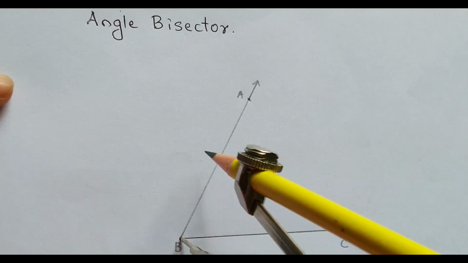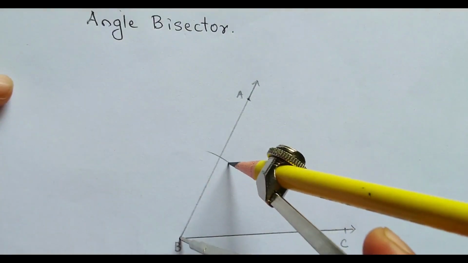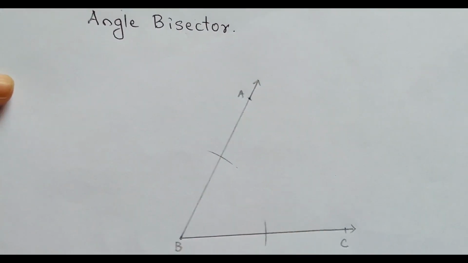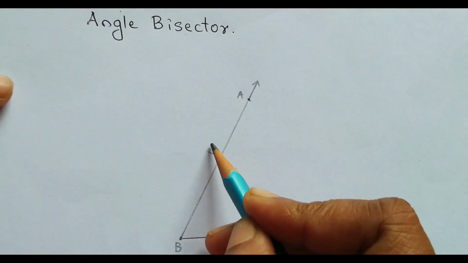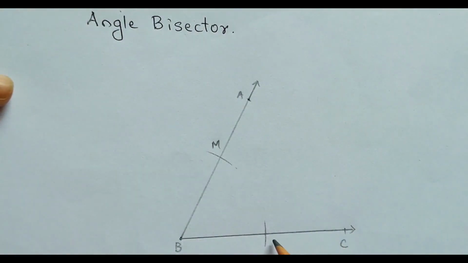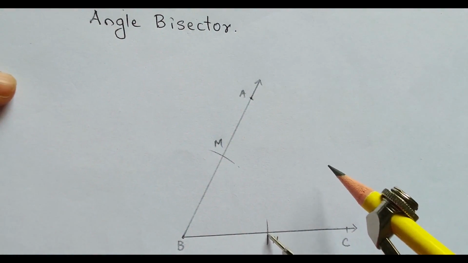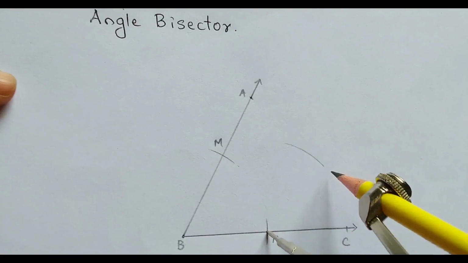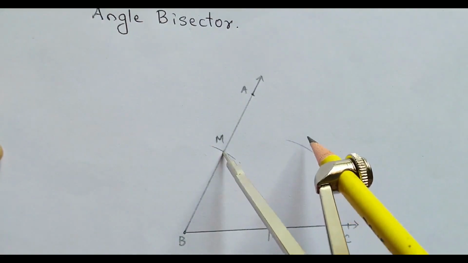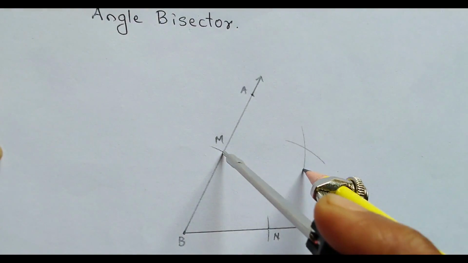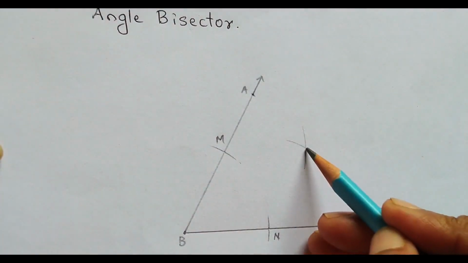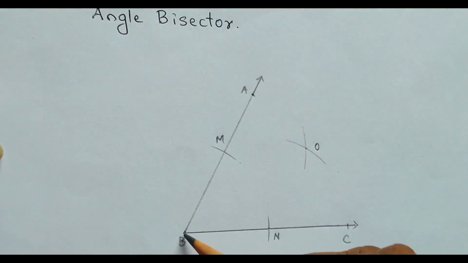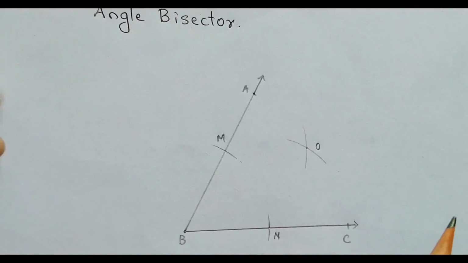Take a convenient distance on the compass. Draw an arc on each of the arms with the same length. Let's name these points M and N. Now with N as center, draw an arc in the interior of the angle. With the same radius and M as center, draw an arc to cut the previous arc. We got a point of intersection here. Let's name the point O. Now join the points B and O.